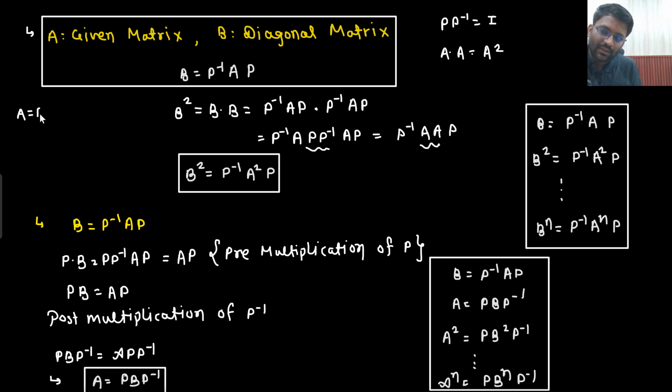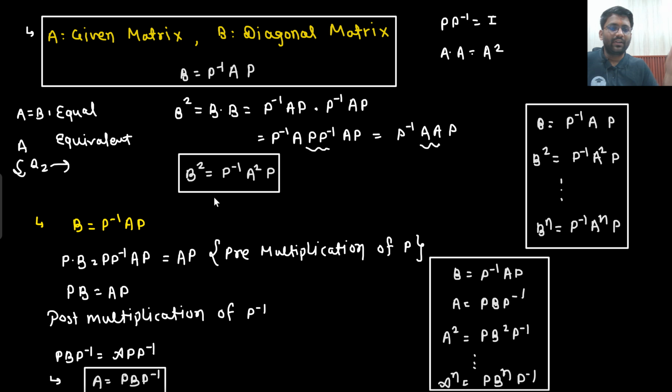A equals B was an equivalent matrix, right? What was the meaning of equivalent? Sir, there was a matrix A given, I applied some row echelon operation, R2 will be changed to R2 minus R1. Then whatever matrix I got was known to be equivalent.